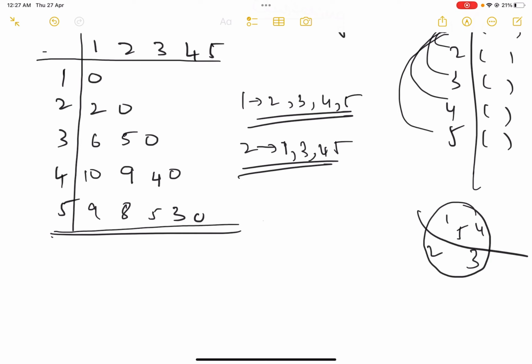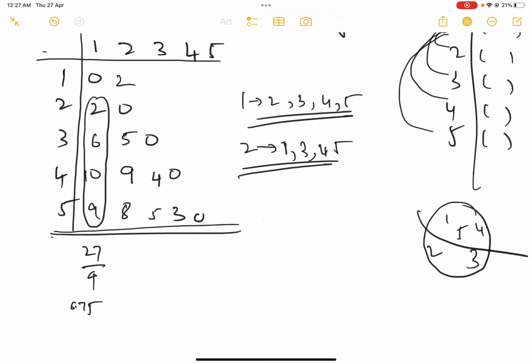So now what are we going to do here? We're going to calculate the average for this entire matrix. So 2 plus 6 plus 10 plus 9 will give us what? 8 plus 9 is 17, 27. So average would be 27 by 4, which is 6.75.